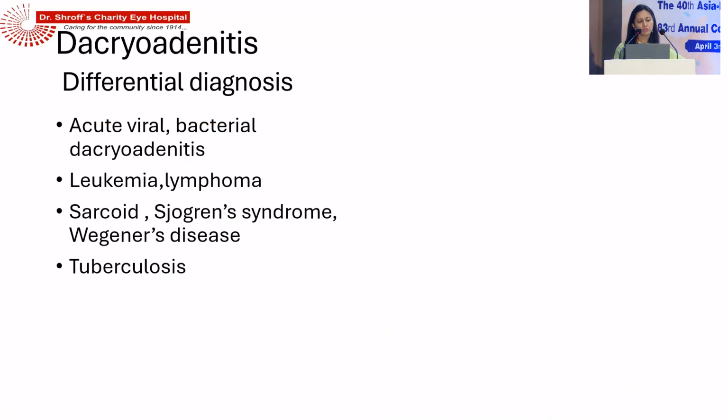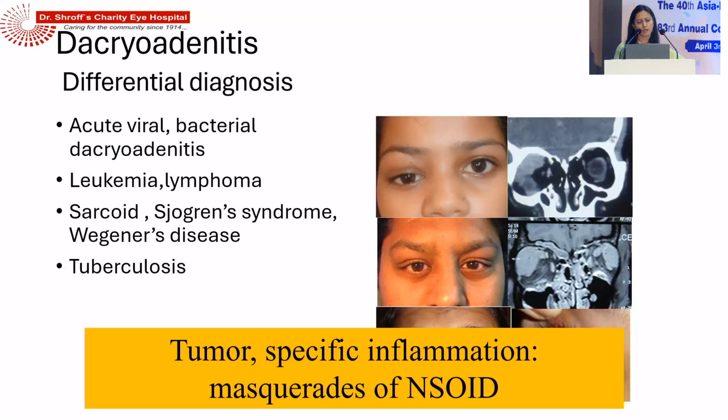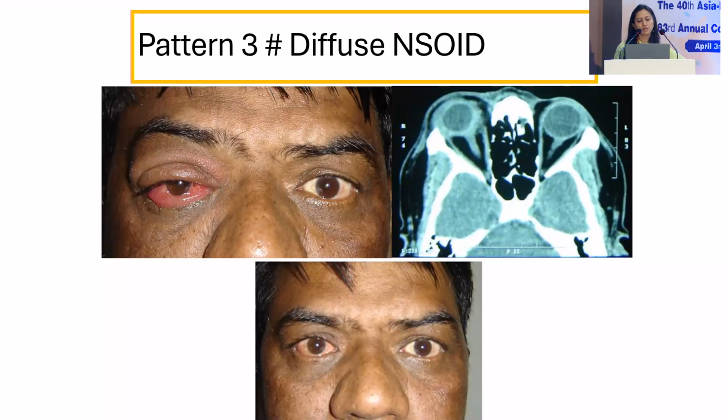So there is a list of differential diagnoses of dacryoadenitis: viral, bacterial, autoimmune diseases, sarcoid, tuberculosis, even infiltrative disease like leukemia, lymphoma, which again we should be aware of. And this needs to be ruled out by a biopsy before we label the patient as an idiopathic dacryoadenitis if the presentation is atypical.